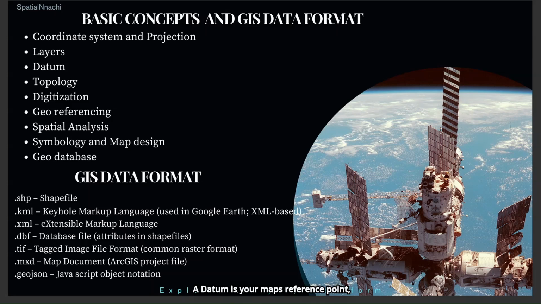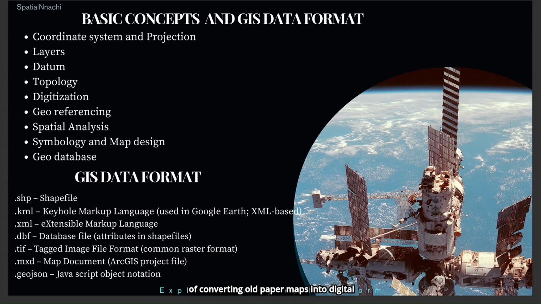A datum is your map's reference point. It tells the system where 0 is on the globe. Topology sets rules for how features relate, making sure roads connect and boundaries don't overlap. It helps keep the map clean and logical.